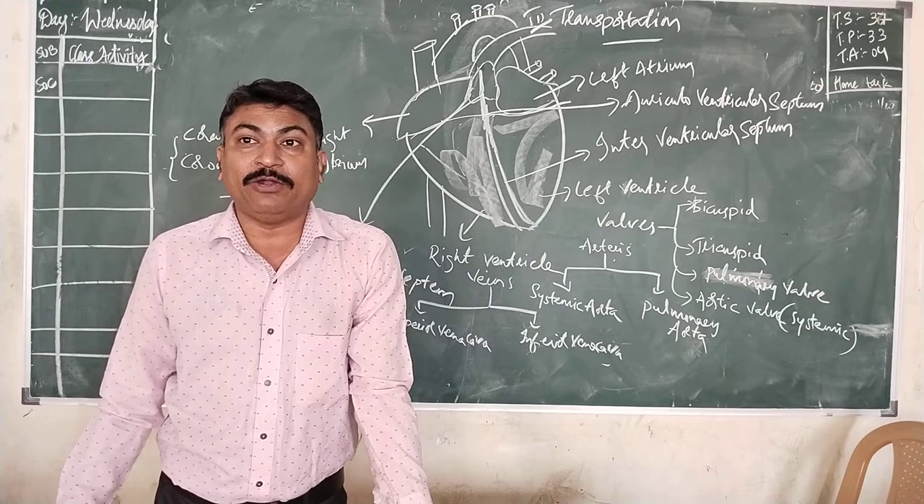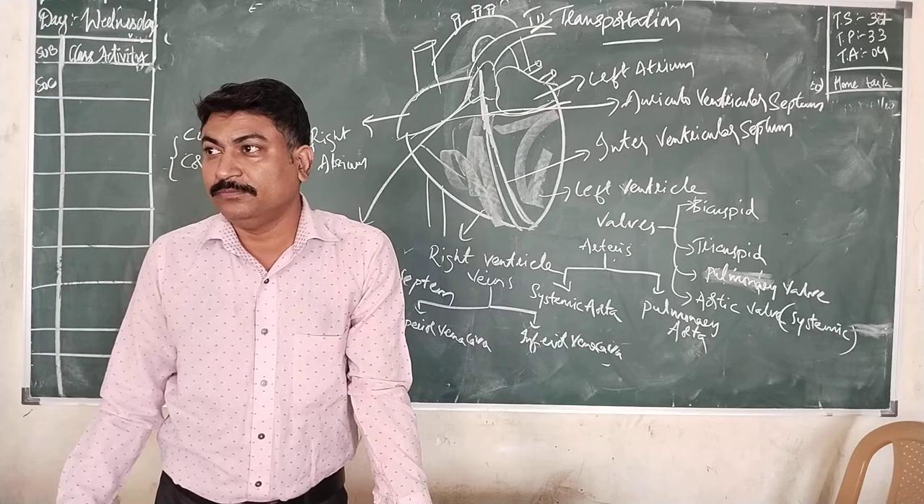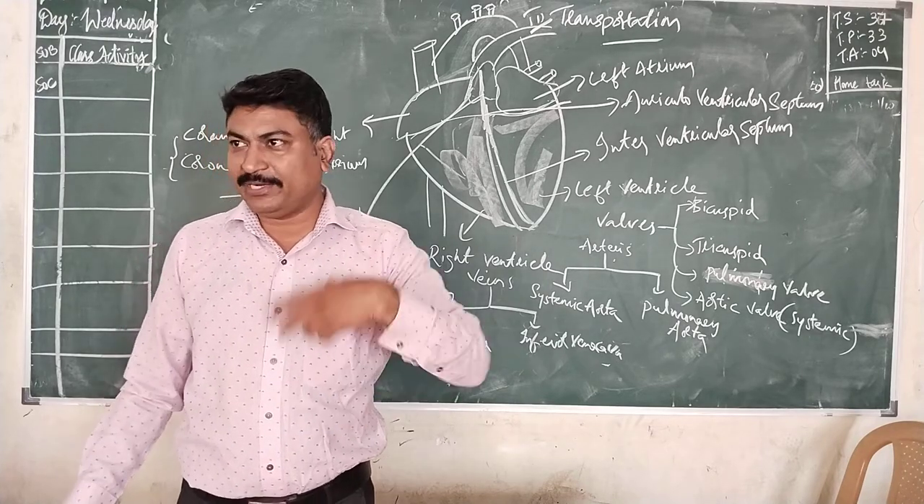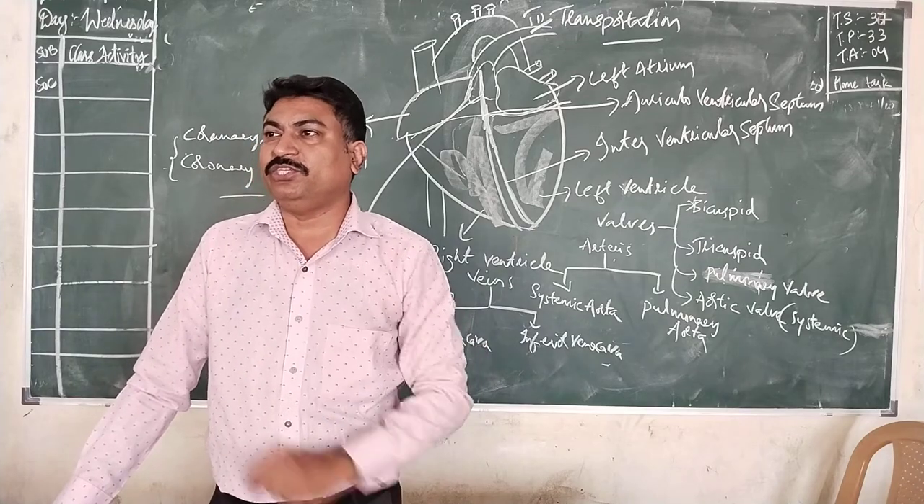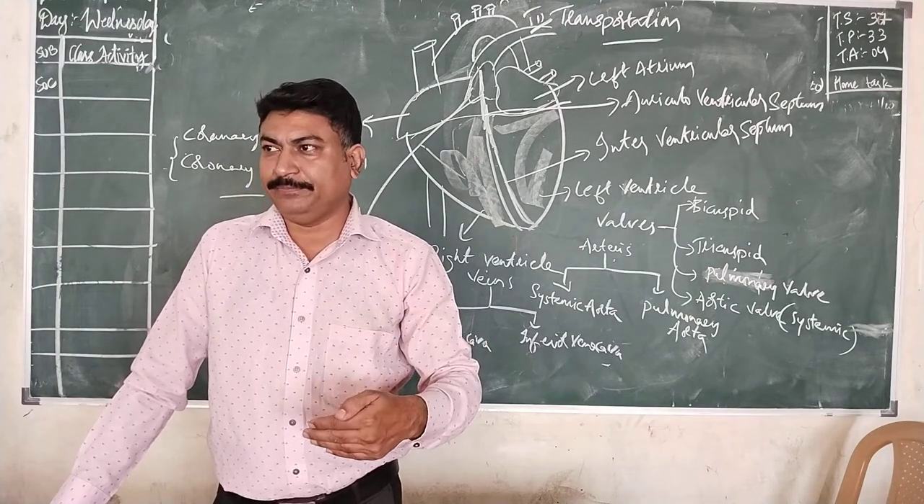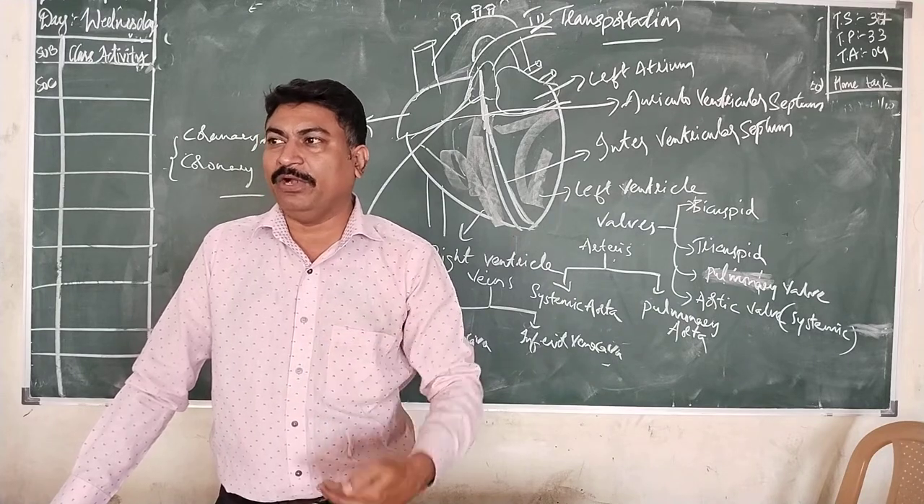But in athletes, it will be around 40 to 60 times. Athletes control their heartbeat and the transport system, so it will be only 40 to 60 times. In children, it will be more, around 120. The heartbeat, or pulse rate, will be 120.